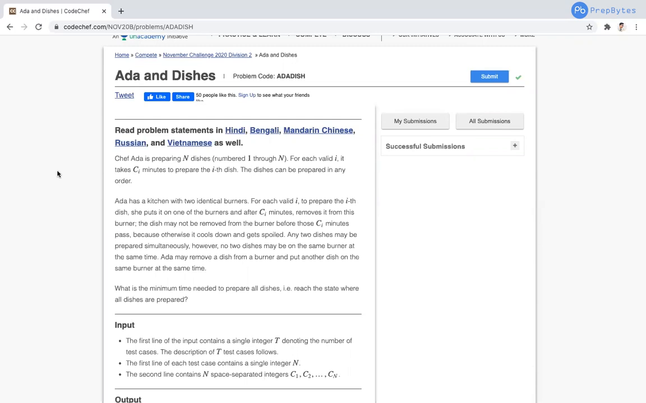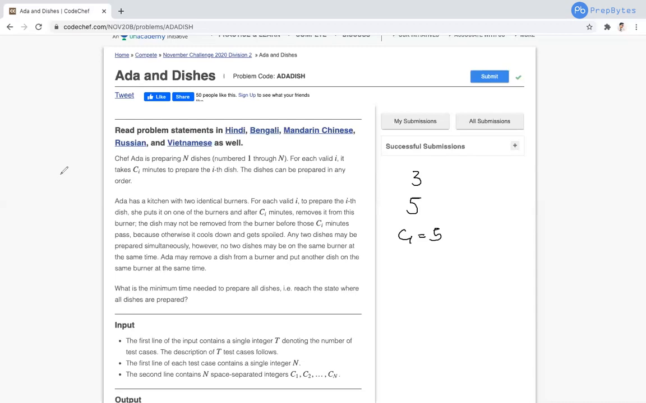Now let's understand this question first. Chef Ada is preparing n dishes. Here n is the number of dishes, numbered 1 through n. For each valid i, it takes Ci minutes to prepare the i-th dish. So suppose the number of dishes is 3 and the first dish takes 5 minutes. This line means that for each valid i, C1 is equal to 5. This is the meaning of this line.